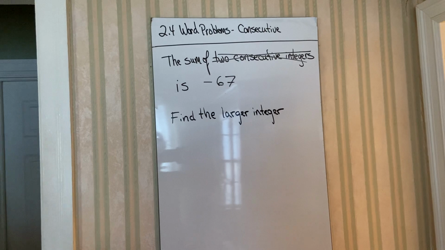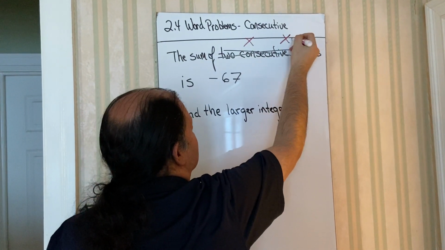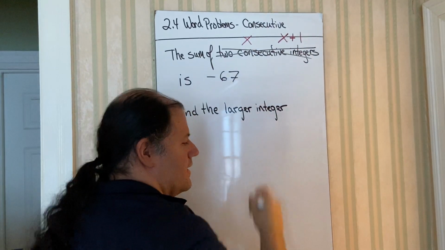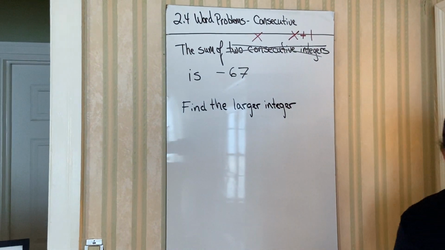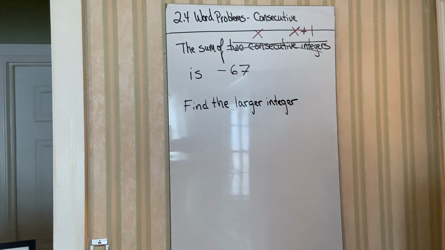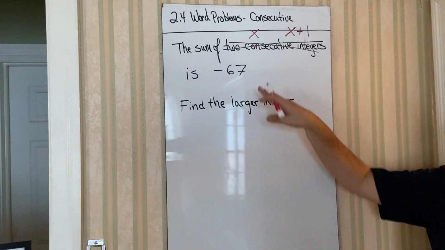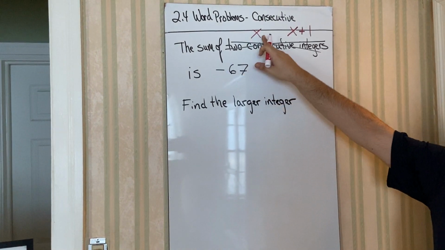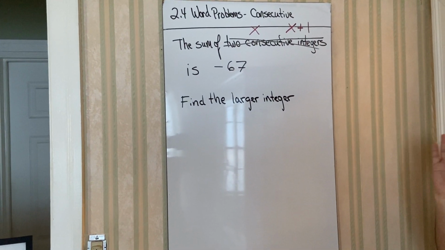Notice our problem says 2 consecutives. So I don't need all 3 of them. I just need x and x plus 1. If it said 3 consecutives, well then I need x, that's your first, x plus 1, that's your second, x plus 2, that's your third. Okay? But because it says 2, I know I'm just dealing with x and x plus 1. So that's what consecutive integers mean.